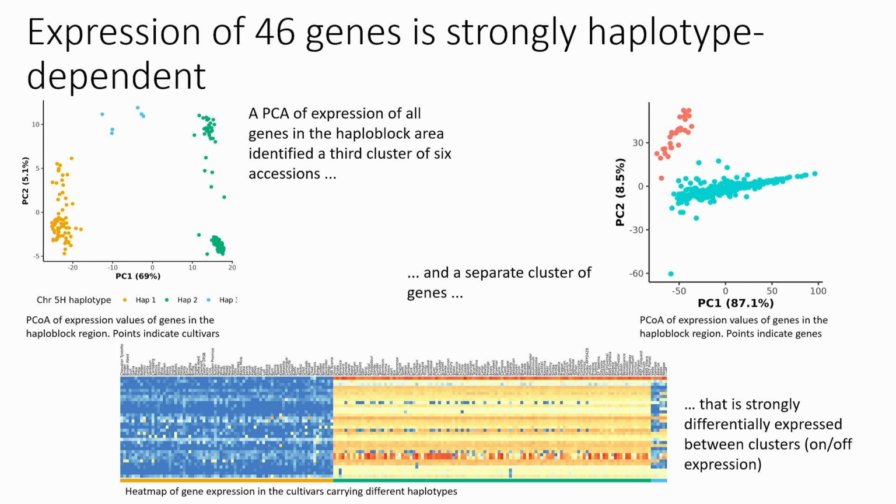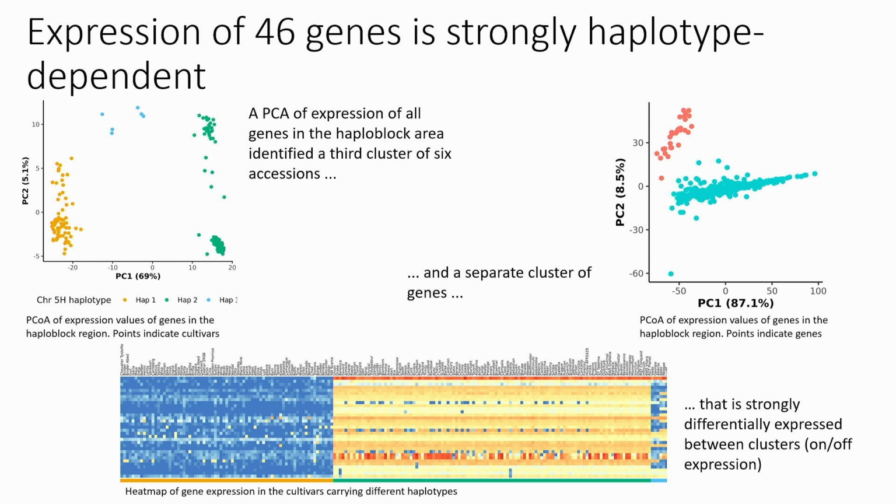So across all 6 tissues, these are 45 genes that have a specific gene expression. And you can see the gene expression in the heat map at the bottom. On the left part of the heat map, you can see the cultivars carrying the older haplotype, and these 45 genes are not expressed in this older haplotype, as indicated by blue colors.